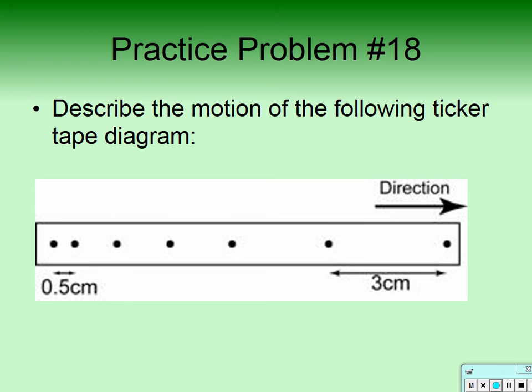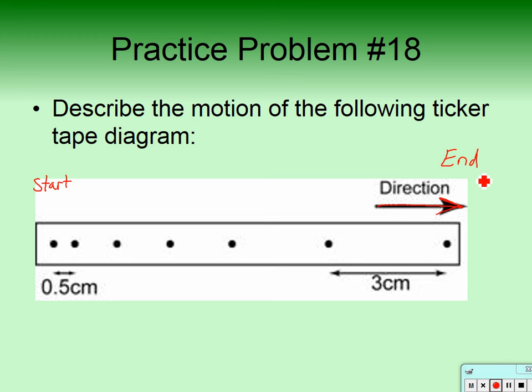Okay, it says on number 18, describe the motion of the following ticker tape diagram. I want to point out a couple things. This object is going to the right. So that means this is the start, and this is the end point. Okay?